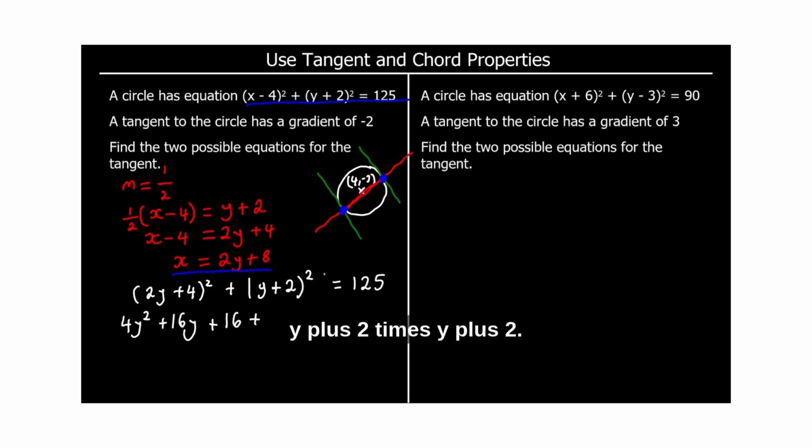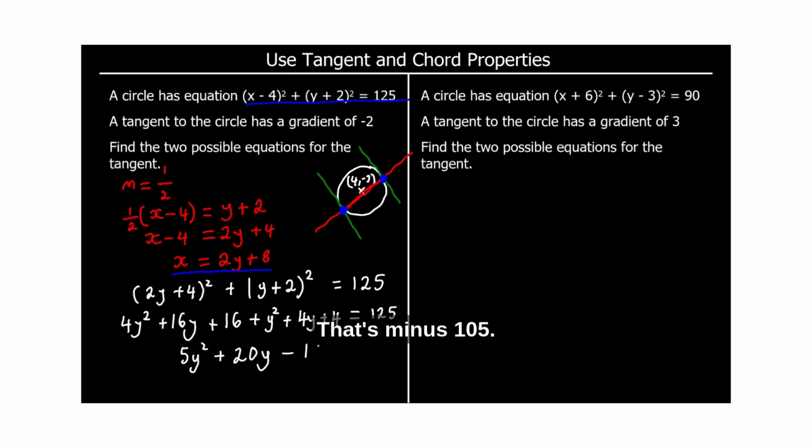Plus y plus 2 times y plus 2. That's y squared plus 2y plus 2y plus 4. And that's equal to 125 still. So I've got 5y squared. I've got 20 y's. And I've got 20, take away 125. That's minus 105 equals 0.